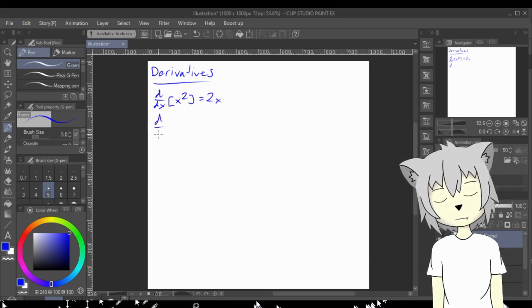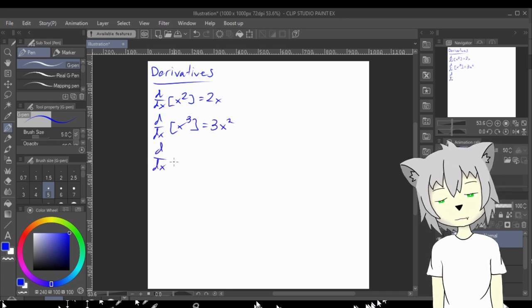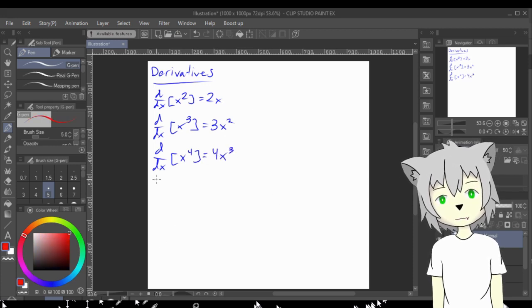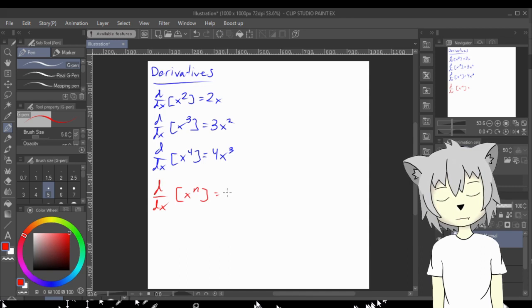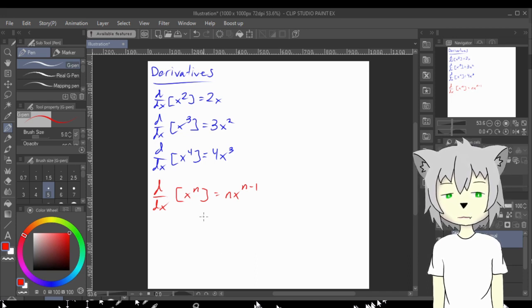The derivative of x cubed is equal to 3x squared. And the derivative of x to the fourth is basically 4x cubed. You may have noticed the connection. The rule is that the derivative of x to the n power is equal to nx to the n minus 1, where n is whatever power you were initially raising x to.